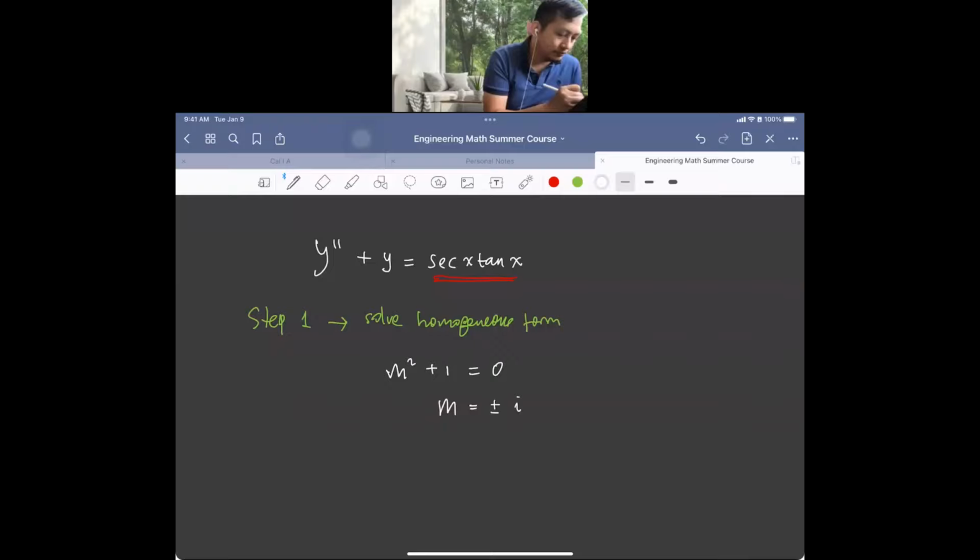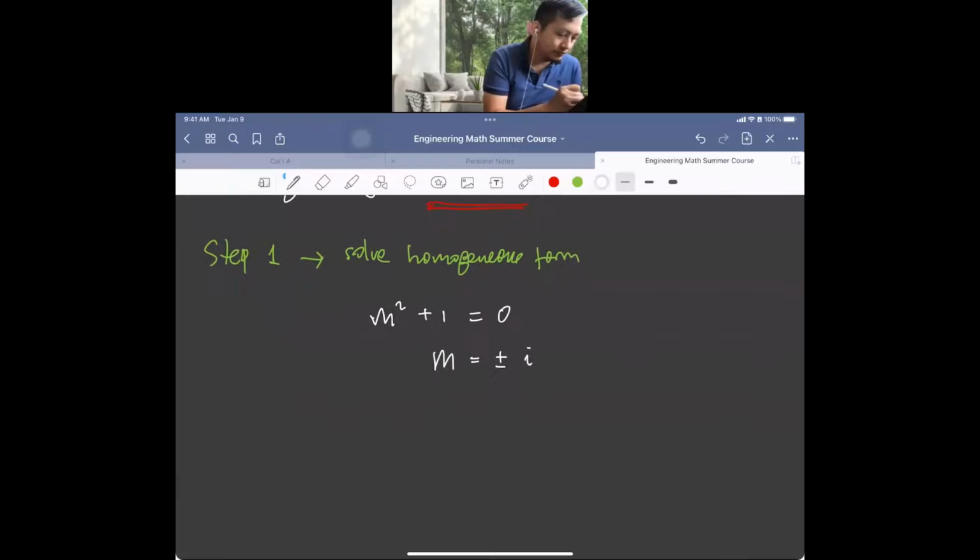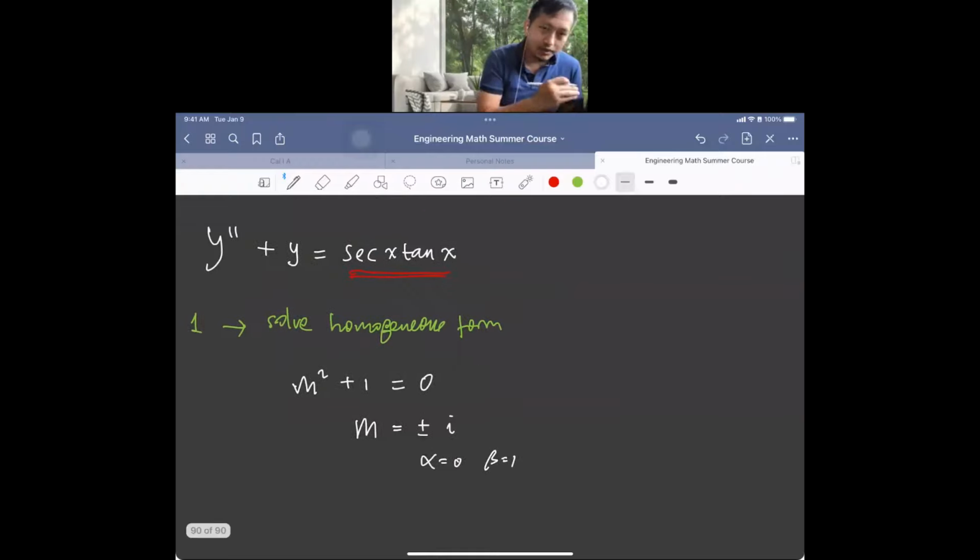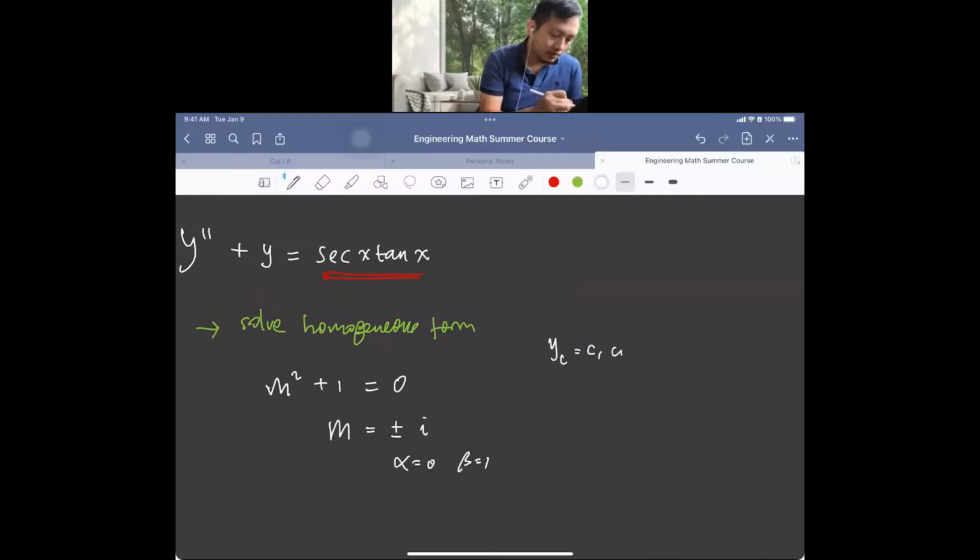Remember that when you have this imaginary number, if it is only the imaginary part, which means only beta, then alpha is 0 and beta is 1, right? So we can just directly write the complementary solution c1 cosine x plus c2 sine x. You can write it not in order, like sine first and then cosine second, that's fine. But you need to be consistent in all your calculations. The final results should look the same.